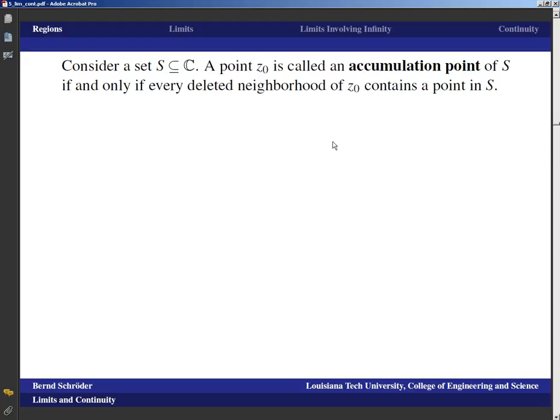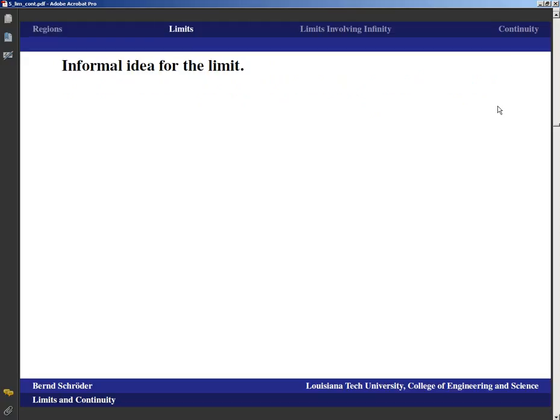And finally, a point Z0 is called an accumulation point of S if and only if every deleted neighborhood of Z0 contains a point in S. I don't think we'll actually have to worry about those accumulation points too much, but I think I included them in here for completeness' sake.